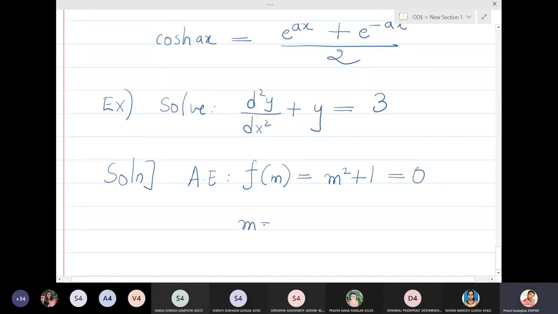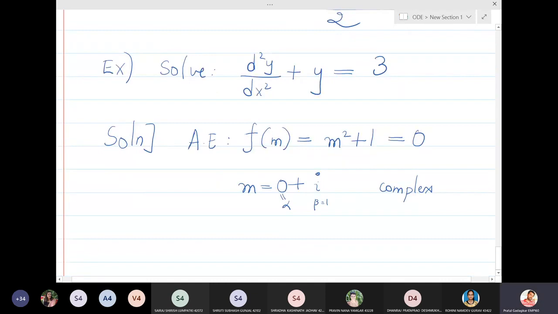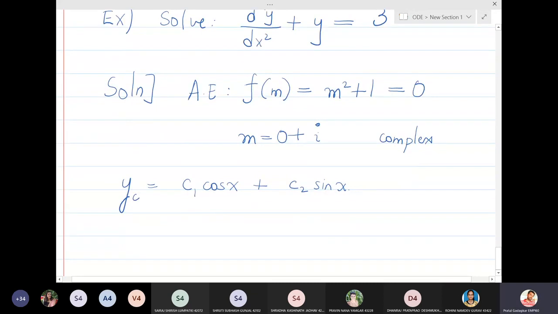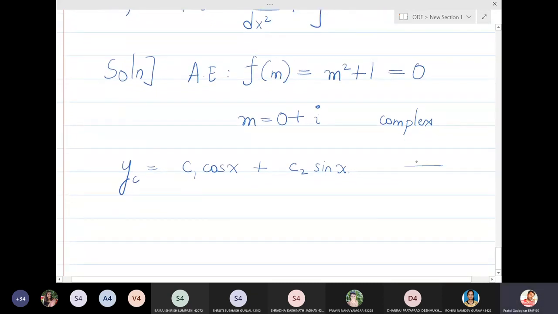This means m is equal to plus minus i, which is a complex root. Alpha is 0 and beta is 1. And we know the complementary function is written as yc equal to e power alpha x, but alpha is 0, c1 cos x, beta is 1, plus c2 sin x. So this is the complementary function. If you are still getting stuck on how this comes, please go through the previous lectures.